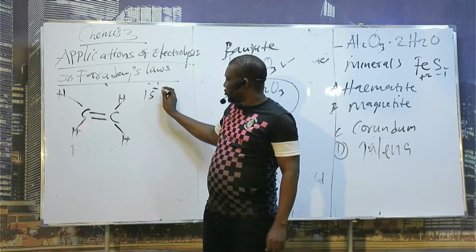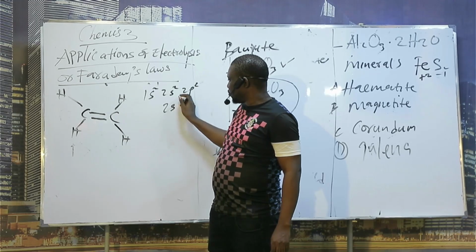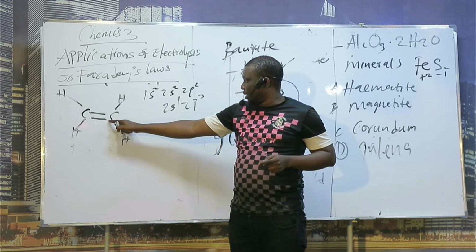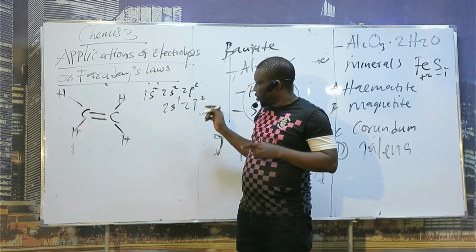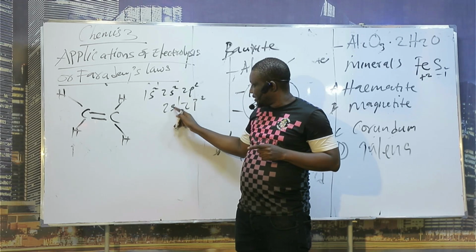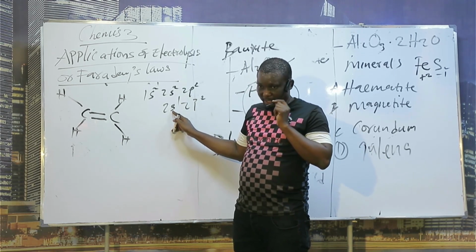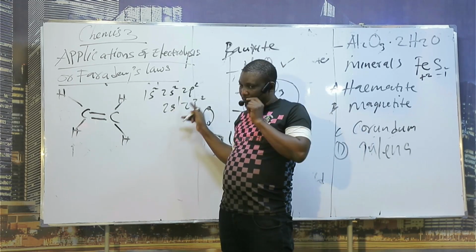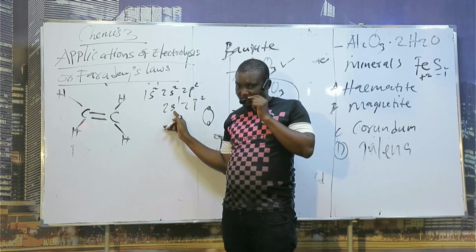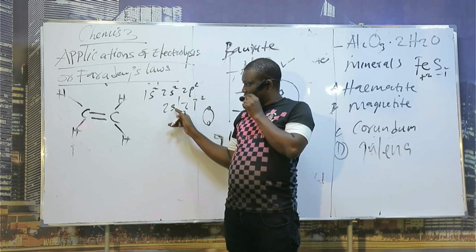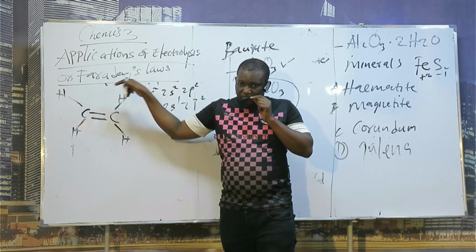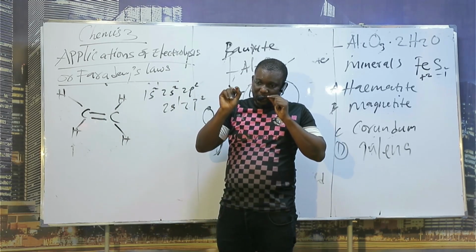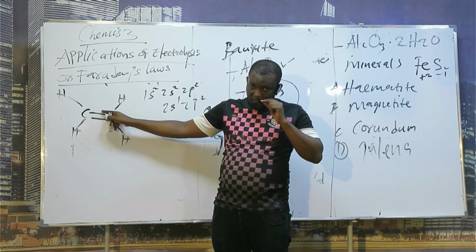Carbon has the configuration 1s2, 2s2, 2p2, which becomes 2s1, 2p3. In this particular one, we have sp2. In sp2, the s character is one third. Before you reach the s orbital, you must meet this electron here. So that's why, if you are adding any reagent on any unsaturated hydrocarbon, the particular group that will be attacked is the pi bond. Are you with me? It is the pi bond of the double bond.